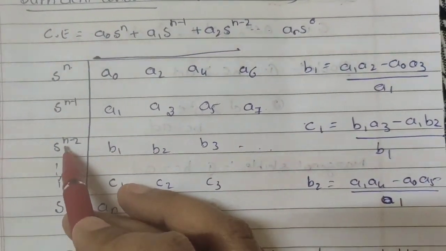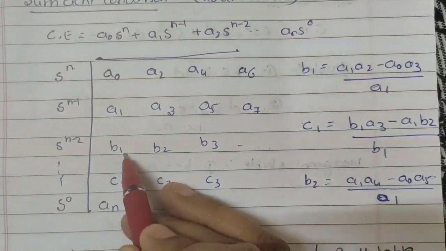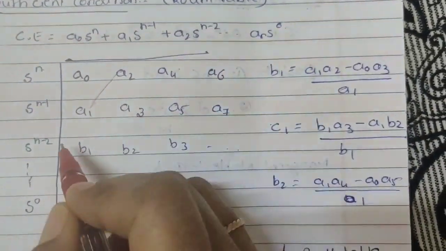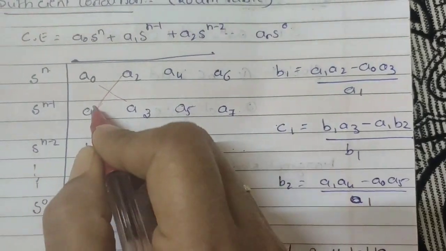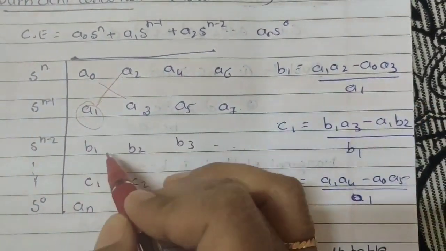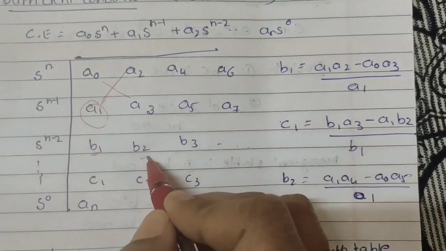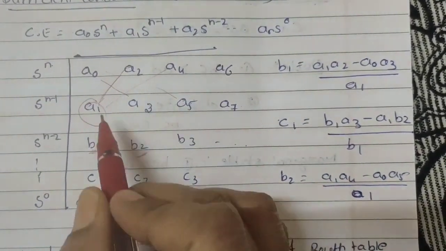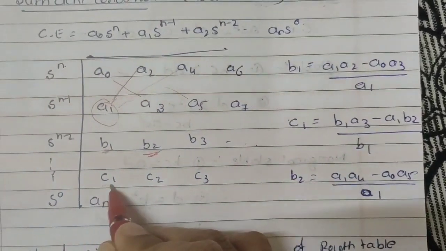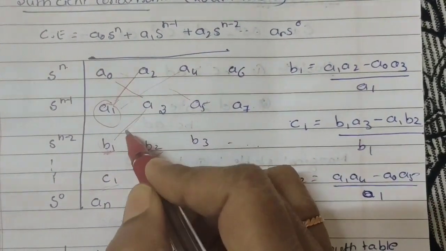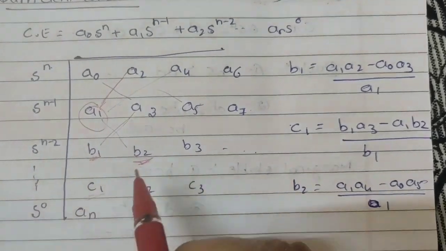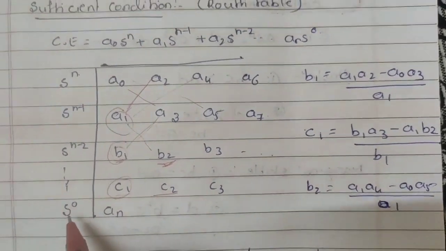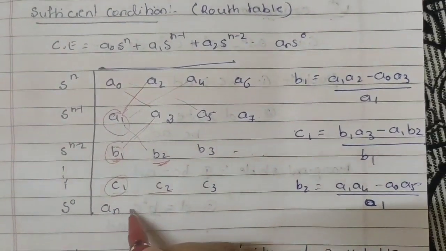For s to the power n minus 2, we have to calculate b1 as a1 into a2 minus a0 into a3, divided by a1. That gives b1. Similarly b2 is a1 into a4 minus a0 into a5, divided by a1. Similarly c1 is b1 into a3 minus a1 into b2, divided by b1. Similarly c2. The last coefficient, for s to the power 0, is an.